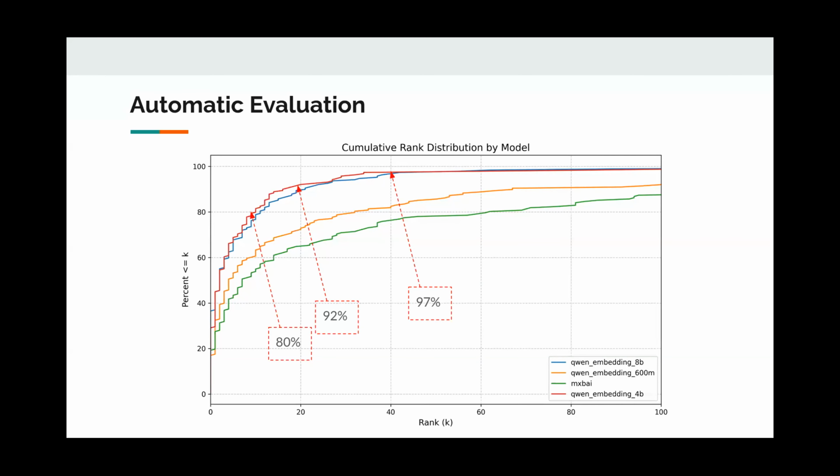If you look, for example, at the abscissa x equal to 20, you obtain 92% accuracy, which means that in 92% of the cases, your target lemma will be in the top 20 of the given premises. We tested a bunch of embedding models, and the one that was the best was this 4 billion parameters embedding model from Cohere.